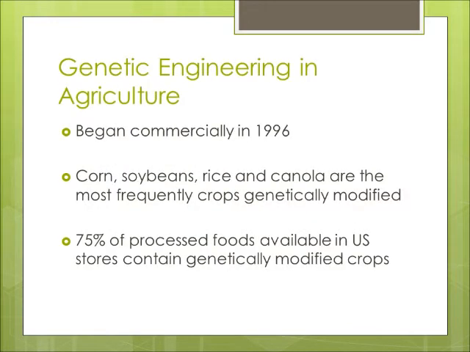Genetic engineering in agriculture began commercially in 1996. By 2010, genetically modified crops occupied 148 million hectares in 29 countries across the world, with most production in the United States and Asia. Currently in the U.S., 75% of processed foods available in stores contain genetically modified organisms.